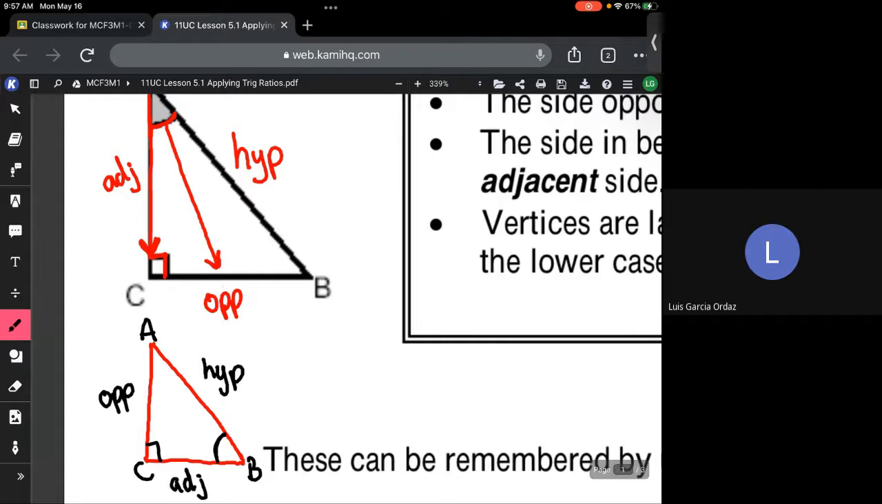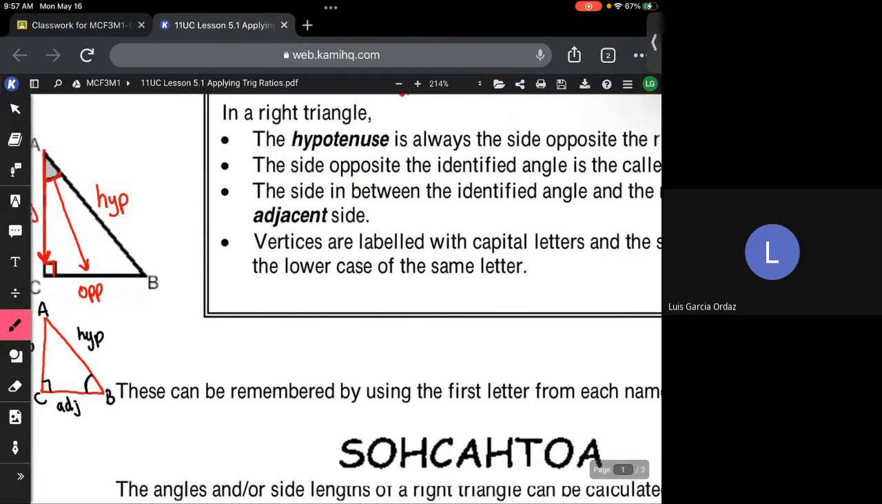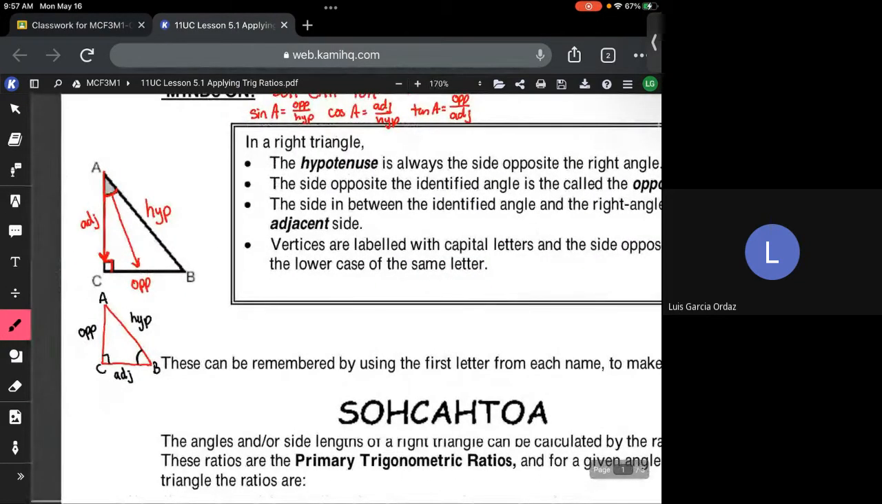So again, depending on what angle you are using, your opposite and adjacents might be different. So are we good so far with this? Yeah. Okay. So like I said, the hypotenuse is always the slanted side.